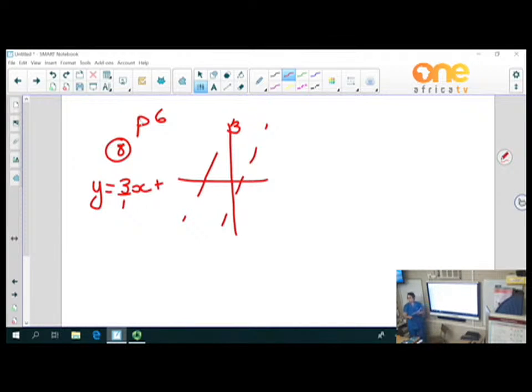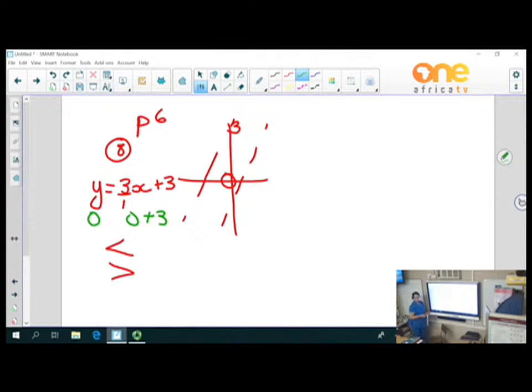Now, we need to change it to an inequality. This is an equation, so it's plus 3. In the first place, I see it's a broken line, which means it's going to be less than or more than, isn't it? And then we are testing the point 0, 0. Why do we test the point 0, 0? Because that's the easiest one. You can test other points as well, but 0, 0 is just the easiest one.